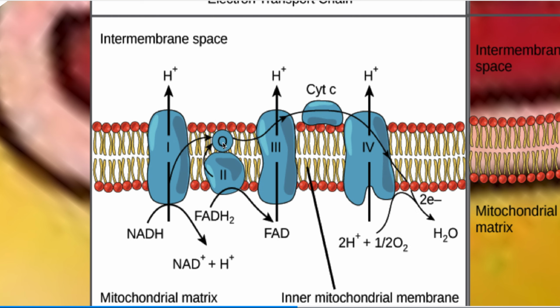The electrons that are now on quinone can be passed off to complex 3, which can pump another hydrogen from the mitochondrial matrix into the intermembrane space. So same pair of electrons now. They're going to get passed off to cytochrome C, which is going to pass them off to complex 4, which is going to pump another hydrogen ion. Complex 4 now has a pair of electrons that it needs to put somewhere. And where's it going to put it? Well, if you take those electrons and attach them to an oxygen, you can make water out of them.